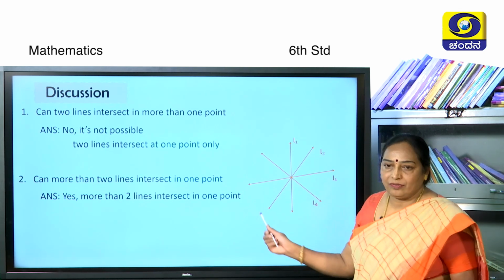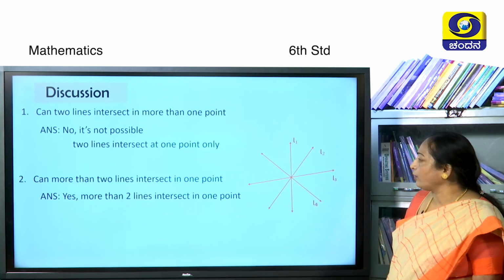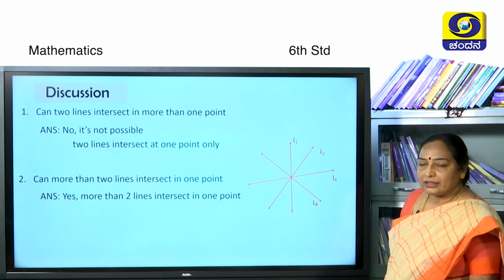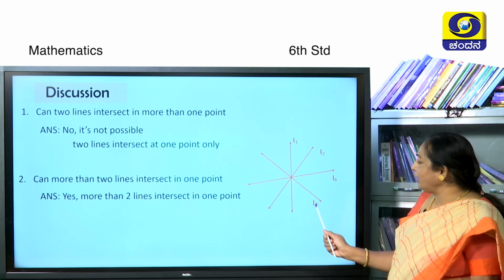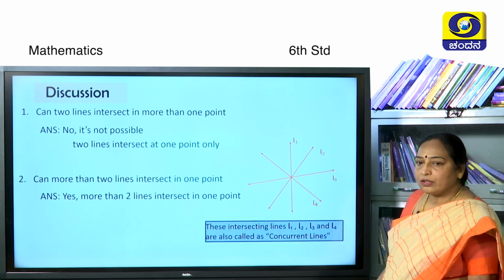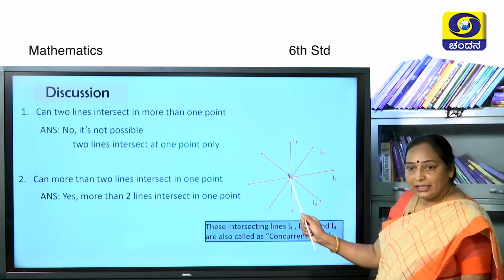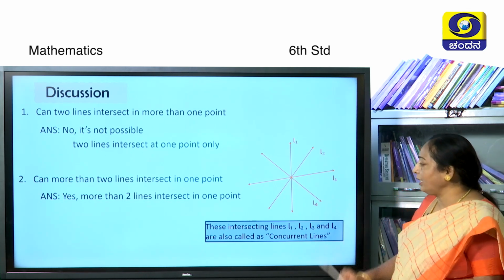Look at this figure. The lines L1, L2, L3, L4 intersect at one point. The lines L1, L2, L3, L4 are also called concurrent lines. If two or more lines intersect at any point, then they are said to be concurrent lines.